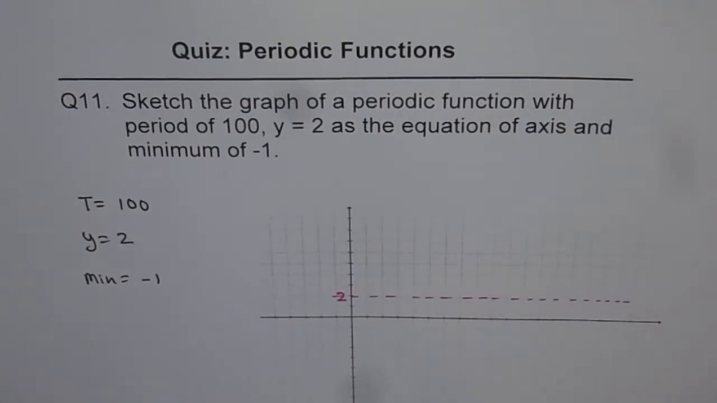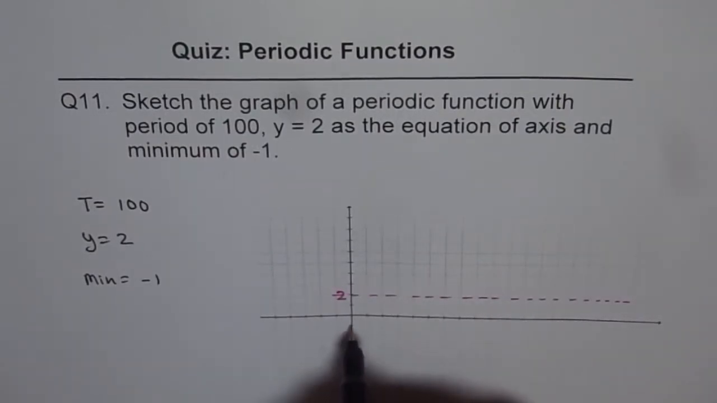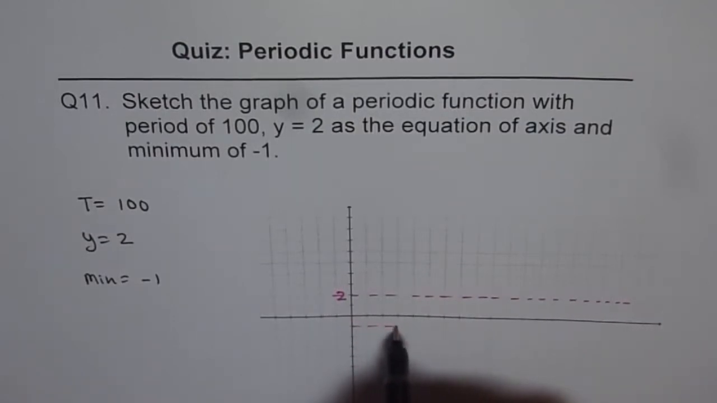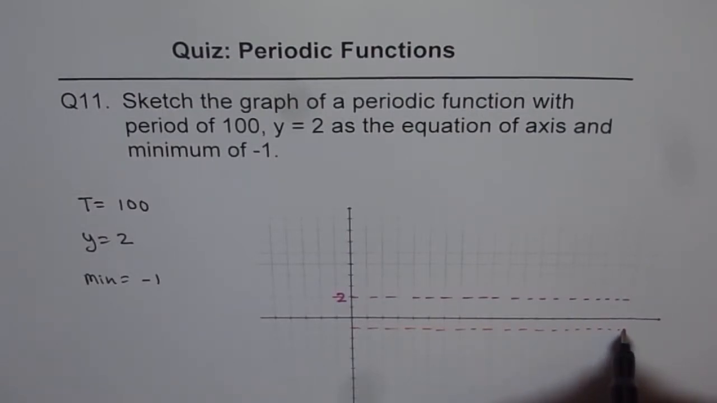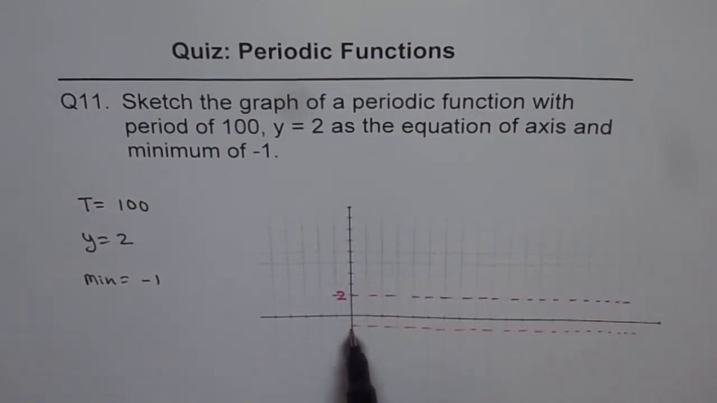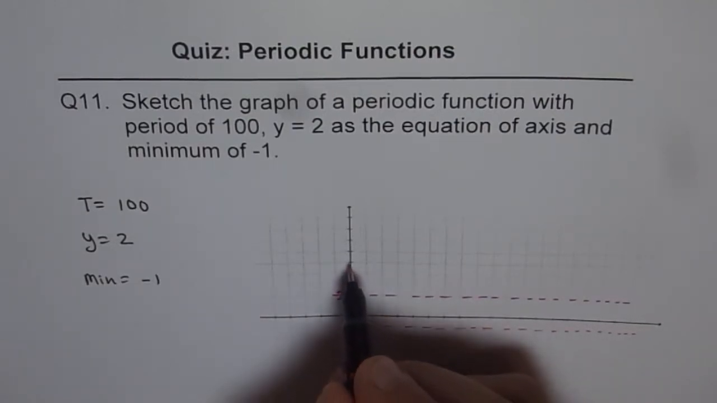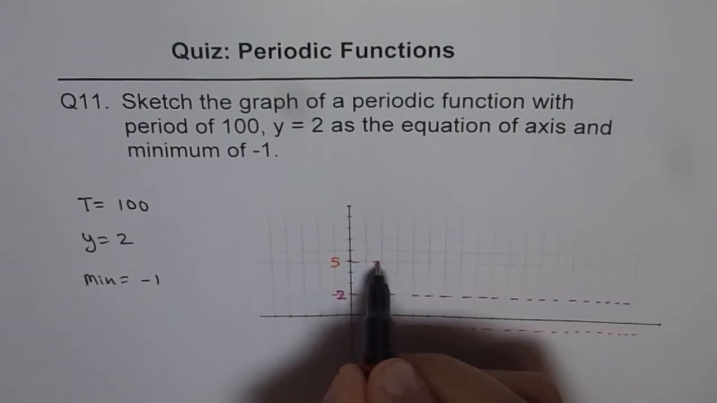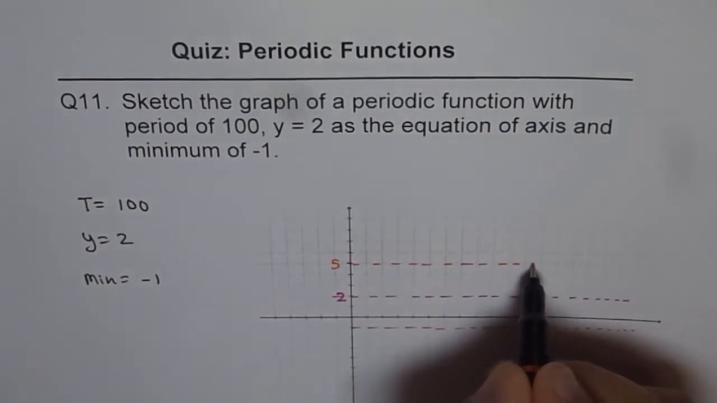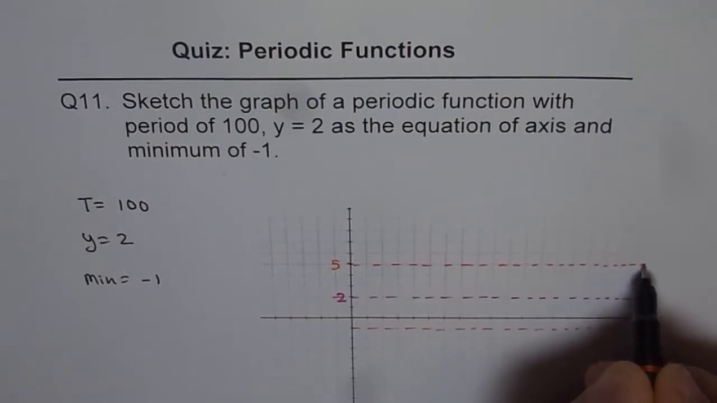Now minimum value is -1. So -1 is here for me. I'm just drawing a dotted line here showing that the graph should have a minimum of -1. And it's always a good idea to draw 3 cycles when you're trying to show a periodic function. So we have minimum of -1. Well, if axis is 2 and minimum is -1, what should be the maximum? 1, 2, 3 down, so it should be 3 up. 1, 2, 3. So it would be at 5, right? So at 5, we'll have maximum. Now I'm drawing a dotted line to show maximum value.